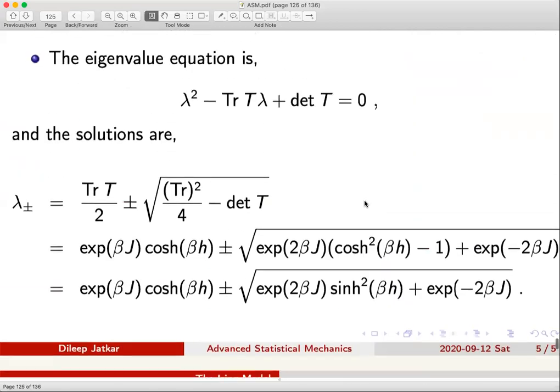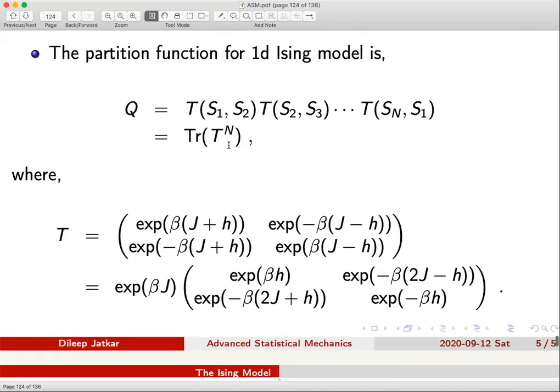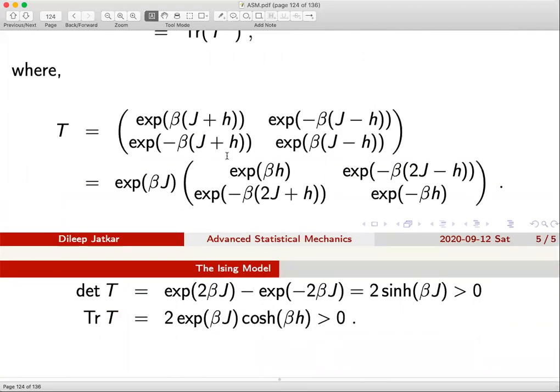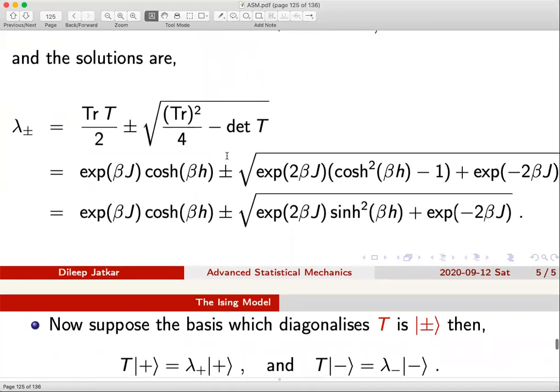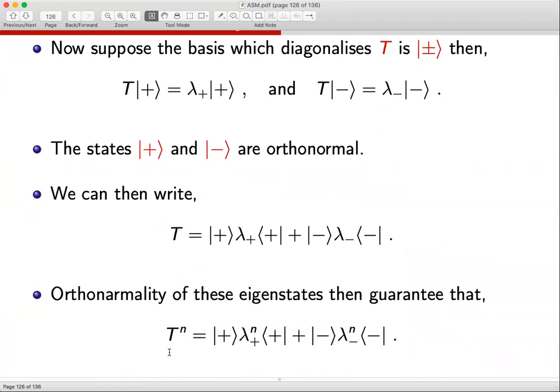Now, the actual partition function that we have written down is trace T to the n. But if you diagonalize T, then T to the n is basically just the nth power of the diagonal entries, right? Because if you multiply a diagonal matrix with itself, you just square the entries on the diagonal. So life becomes simpler suddenly because your transfer matrix is diagonal. If you look at T to the n, it is just the plus state with lambda plus to the n, plus the minus state with lambda minus to the n. This is very easy to see.